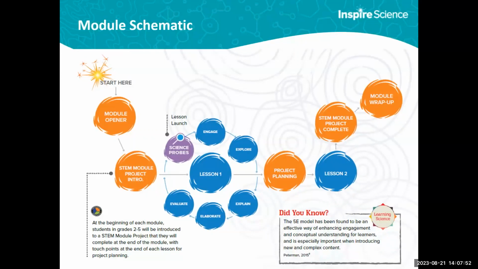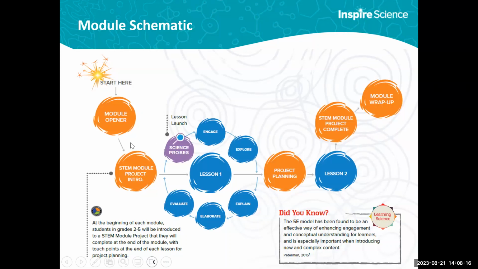So we're about to walk through a module of Inspire Science. How is it laid out, and what experiences are students going to find all along the way? This is a big picture schematic of the module we're about to walk through. Every module begins with a module opener. It's a 2-page spread, and there'll be a phenomena video here. Then we go into a STEM module project launch. It's sort of a heads up to the STEM project that students are going to experience at the end.